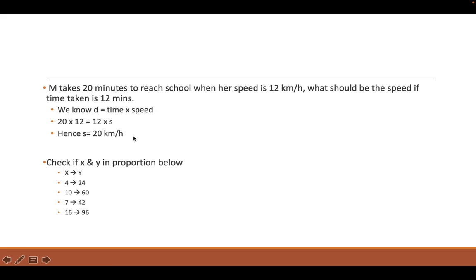Next, if x and y are in proportion, below it's showing x and y. So x and y are in direct proportion, because when it is 4 it is 24, when it is 10 it is 60, when it is 7 it is 42. This factor of 6, that's what it's showing.